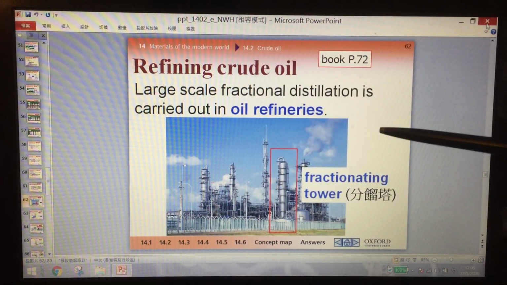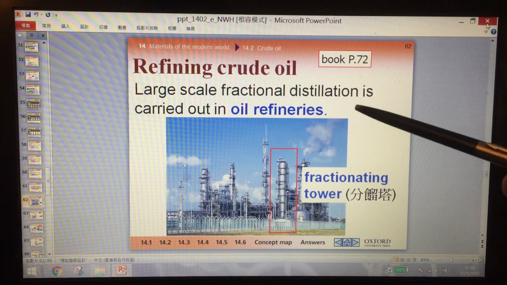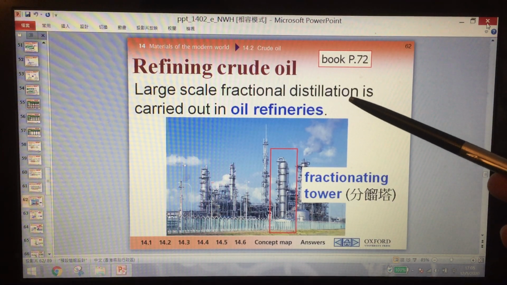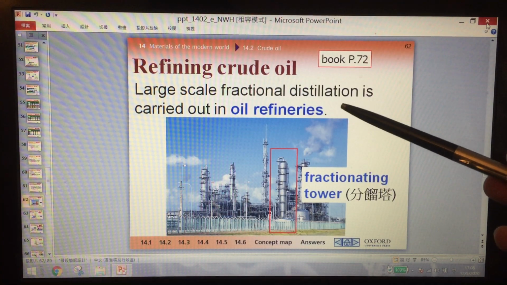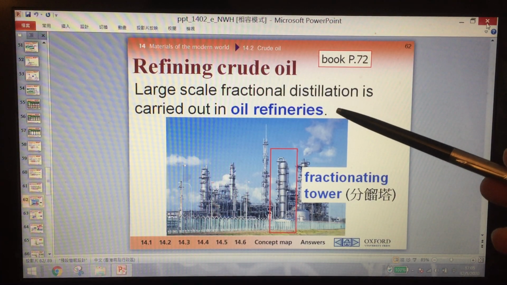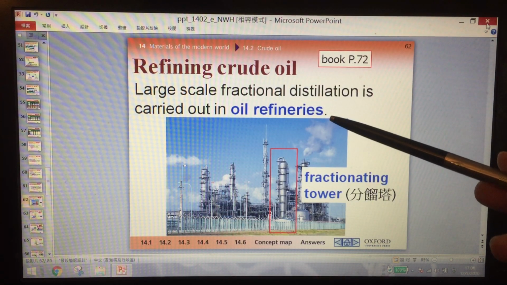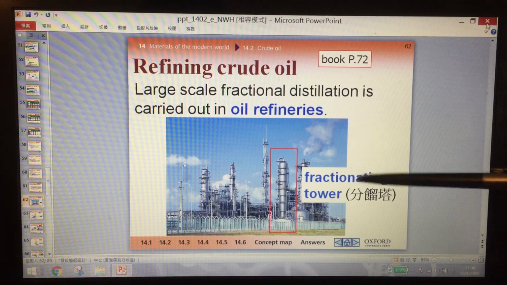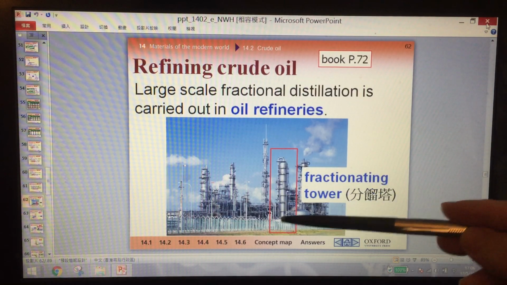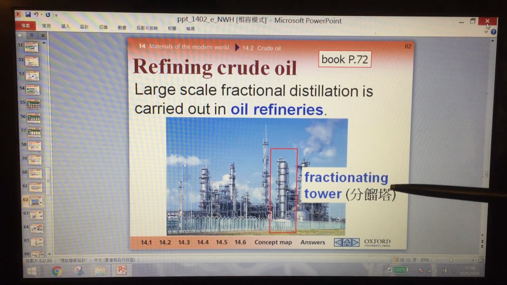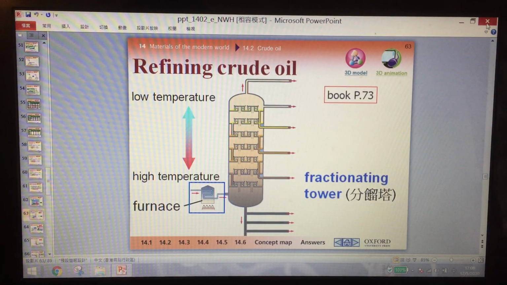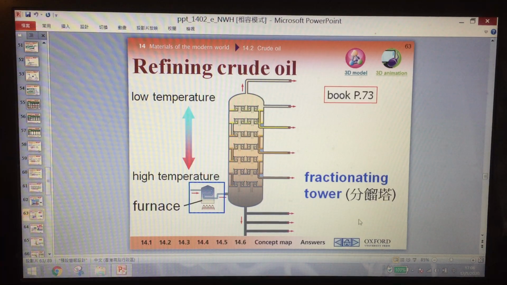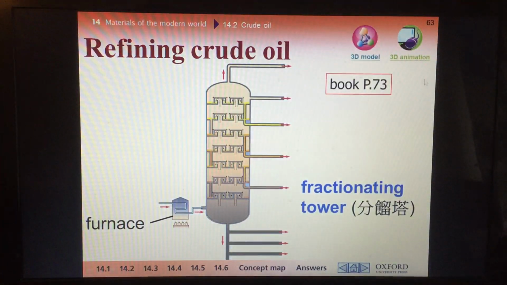Okay, this is refining crude oil. For large-scale fractional distillation, this is just like a large factory. It's carried out in oil refineries, and this tower is the fractionating tower. Okay, we have a video. Let's take a look at the video.